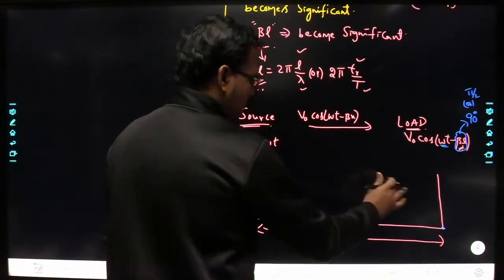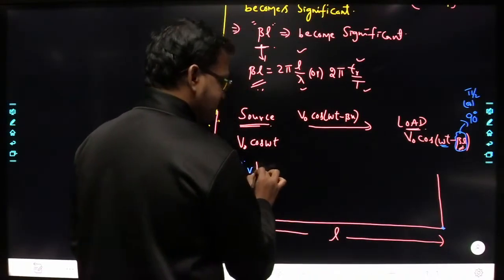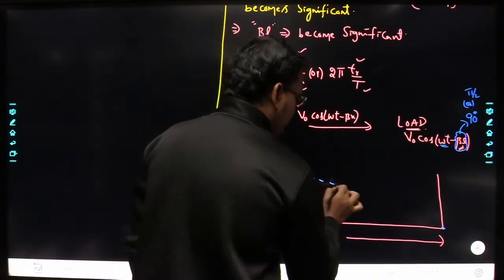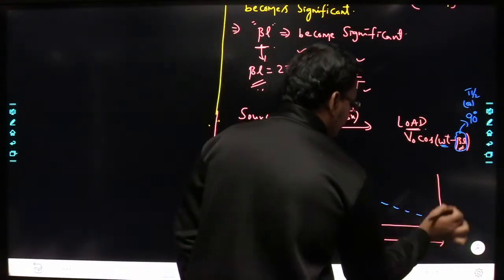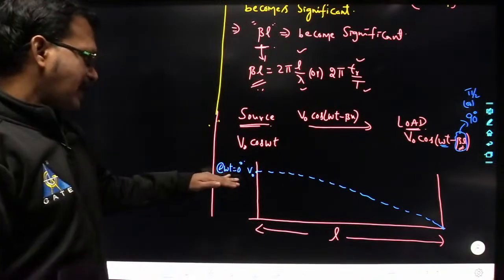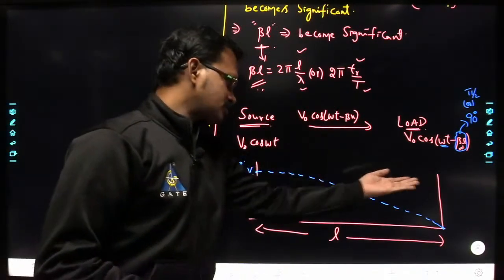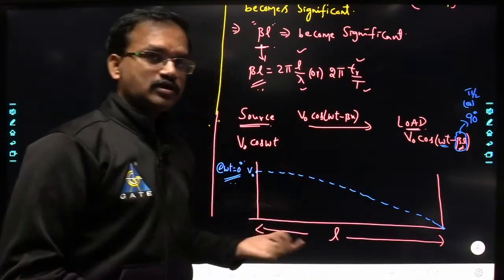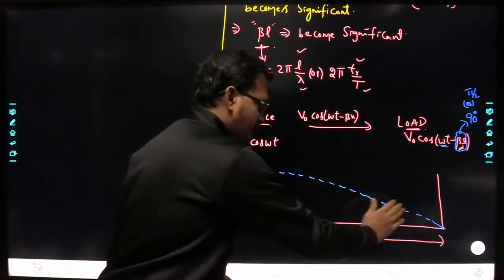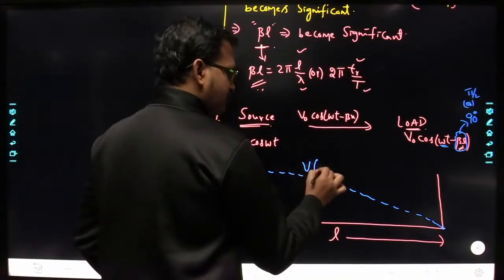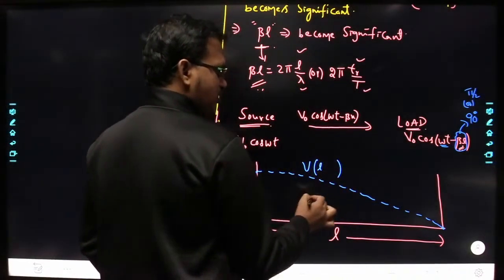So along the transmission line how will the voltage be? Here it is maximum and here it is minimum. So the voltage along the transmission line is going to vary like this. Now if you observe at this instant, at omega t equal to 0, the voltage is not constant along the transmission line. Now the voltage is varying along the length of the transmission line. That means here the voltage has become a function of length.